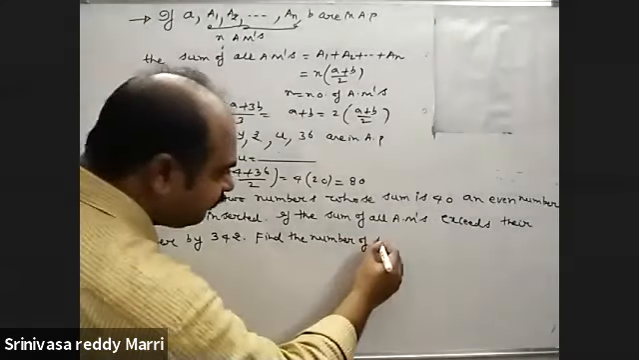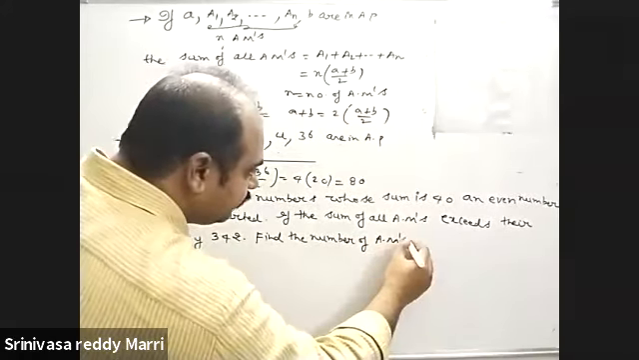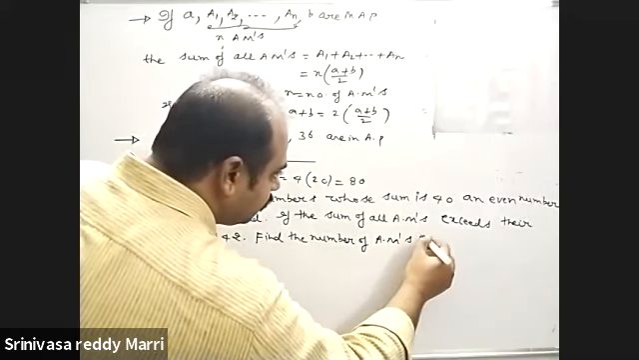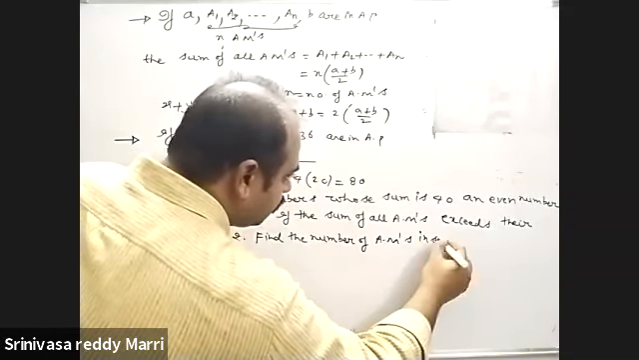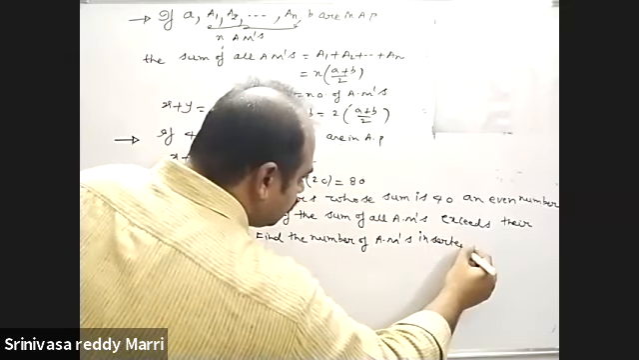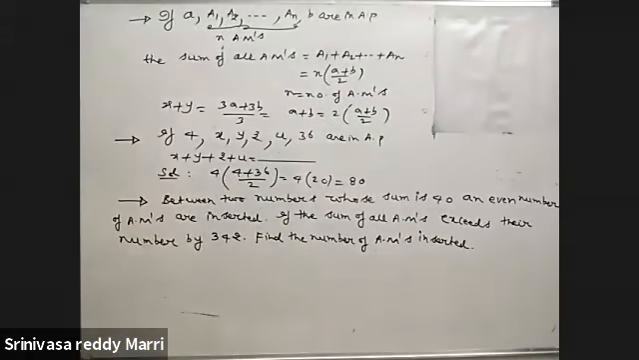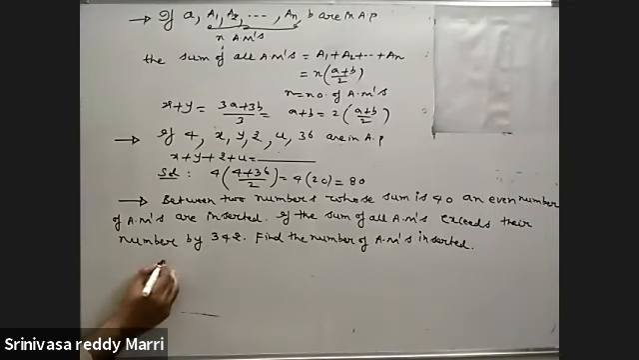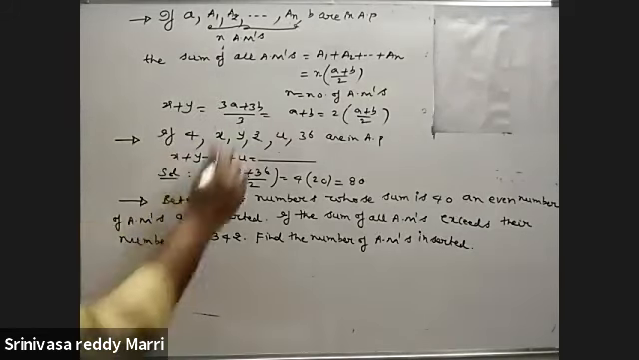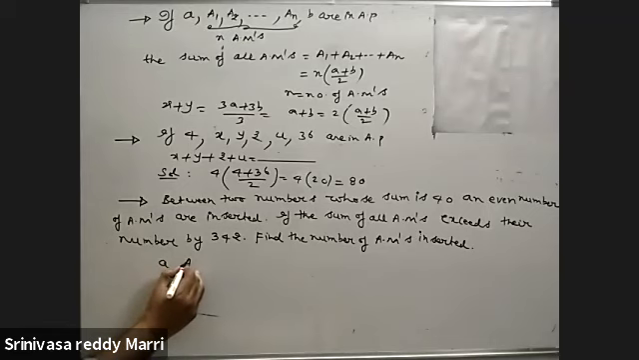Find the number of AMs inserted. Look at the problem, a further application. Look at between two numbers. Let the numbers be A and B. So n AMs are inserted. That means n is even, that means an even number.